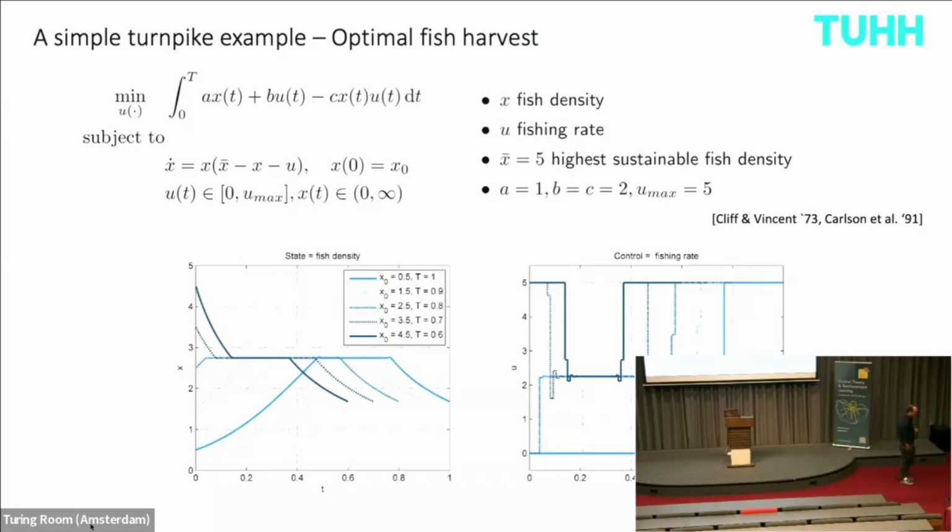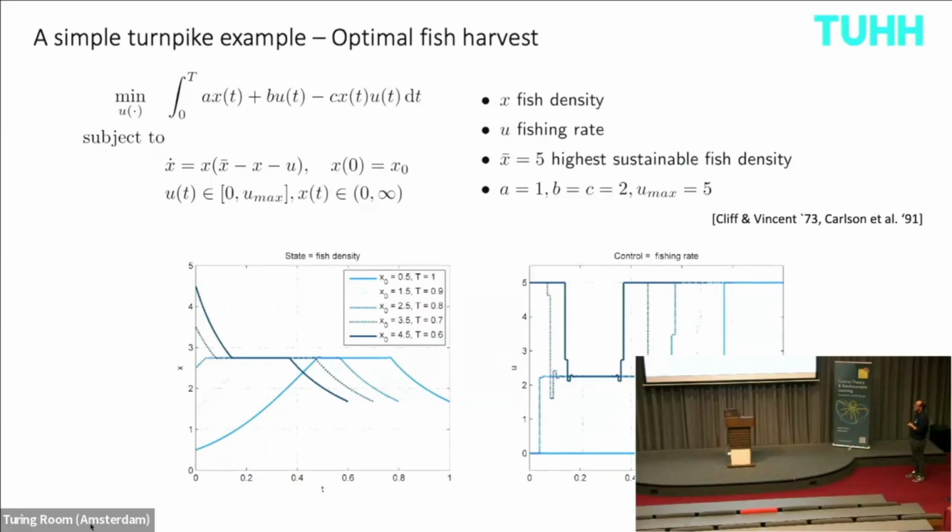Now, we can ask ourselves, is this a coincidence that for different initial conditions and different horizon lengths, all these solutions are structurally similar? And it will turn out it's not, and it occurs rather often. And it will turn out that this part in the middle, which is somewhat attractive for all these solutions, is called the turnpike, for reasons I will explain later.